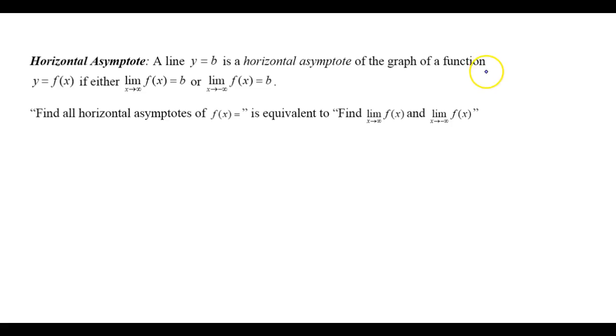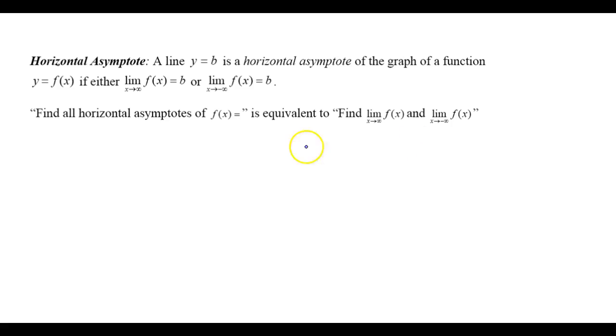So the formal definition of a horizontal asymptote is: a line y equals b is a horizontal asymptote of the graph of a function y equals f of x if either the limit as x approaches infinity of f of x equals b, or the limit as x approaches negative infinity of f of x equals b. So here's an important thing to keep in mind: if a question asks you to find all horizontal asymptotes of f of x, that's equivalent to asking you to find two limits, the limit as x approaches positive infinity and the limit as x approaches negative infinity.